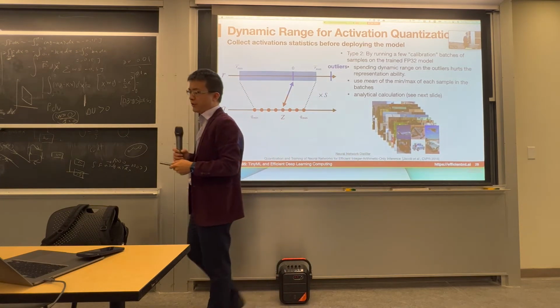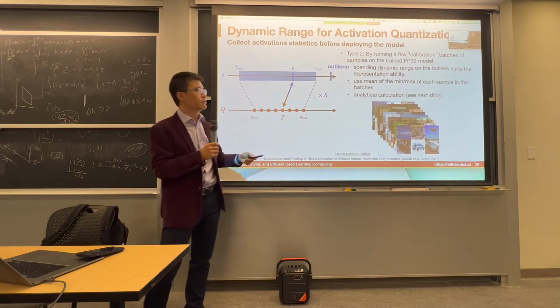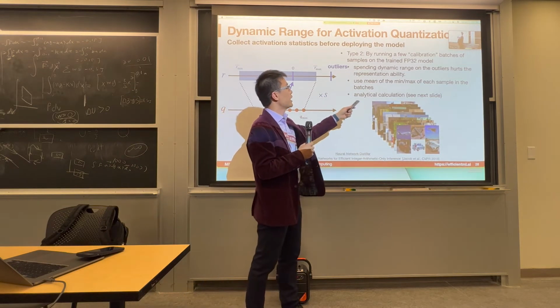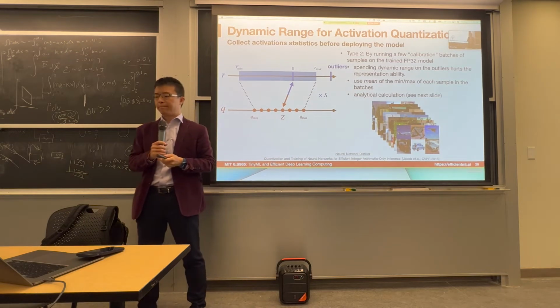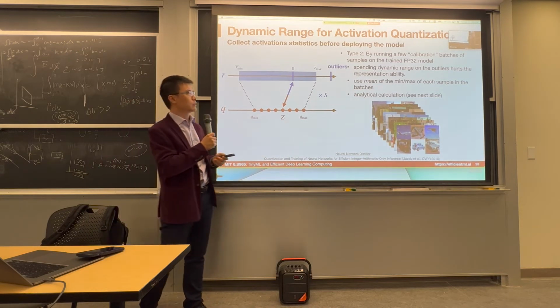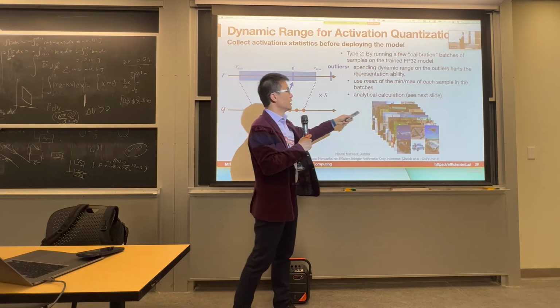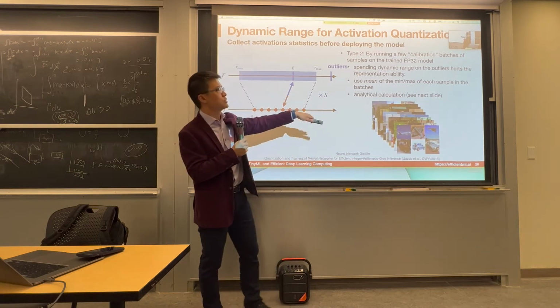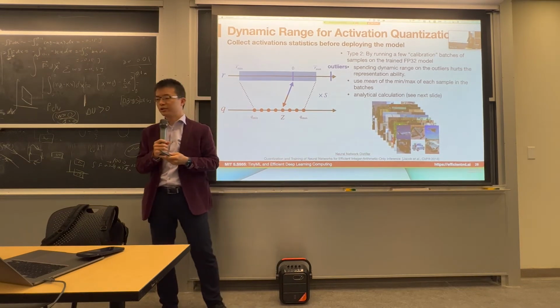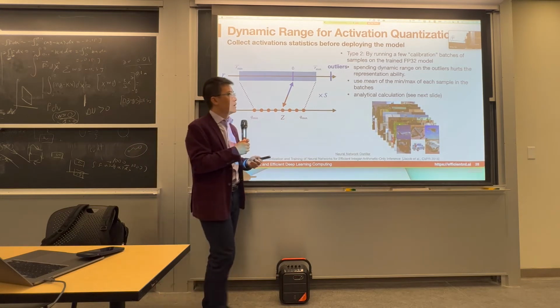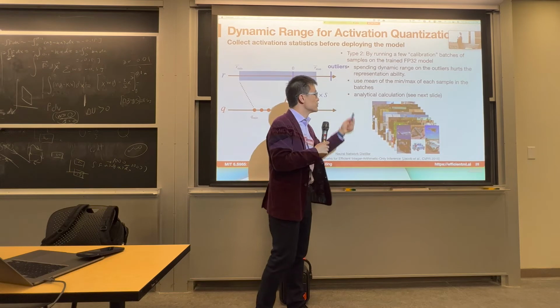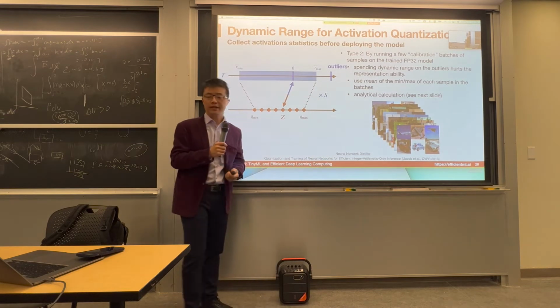And the second type is actually using a few calibration batches of samples. They are trained on the FP32 model, and we collect the dynamic range on this calibration data set. So there are several ways to calculate the mean and max.